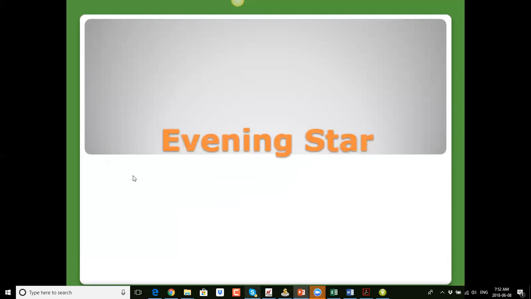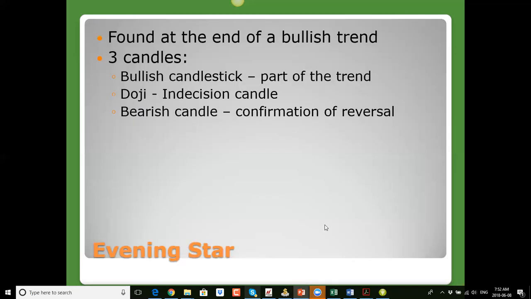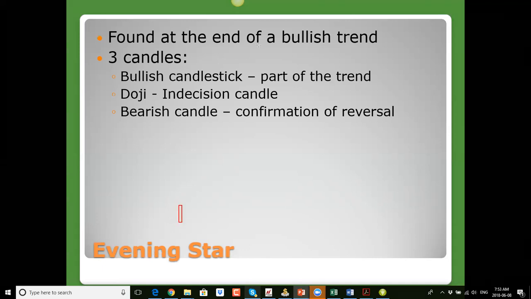So let's take a look at what an evening star looks like first of all. So evening star is usually found at the end of a bullish trend or on a pullback in a bullish trend. So there are three candles that we have to pay attention to. First, we'll have a bullish candlestick, which will be part of our trend, and then a doji, and then a bearish confirmation candle. So let me draw it out. So normally what we'll see is price will be going up. So we'll have bullish candles like this.